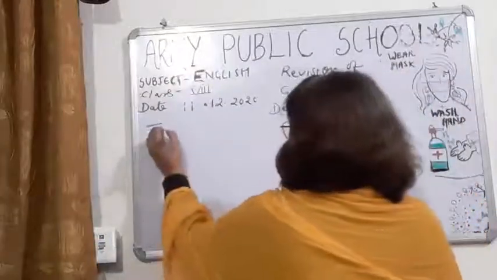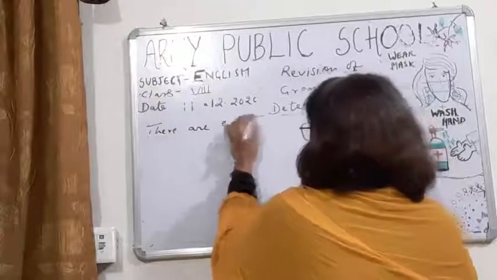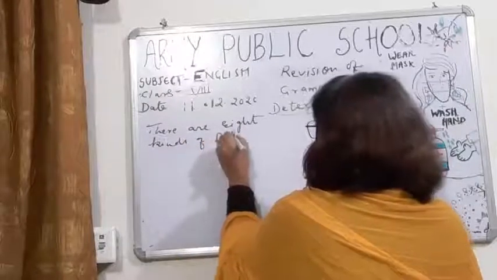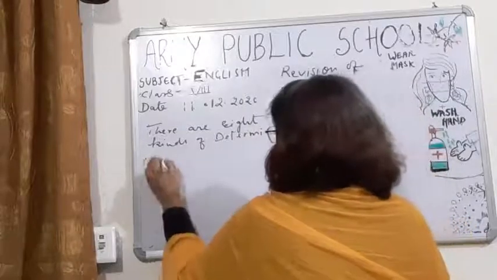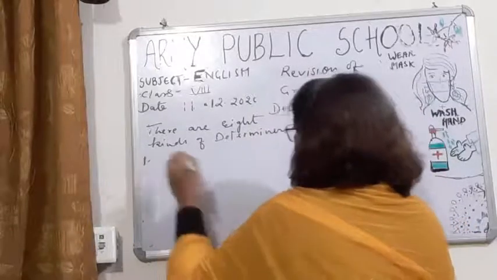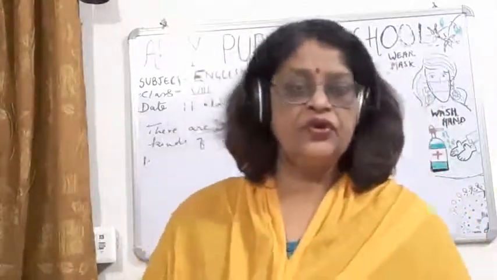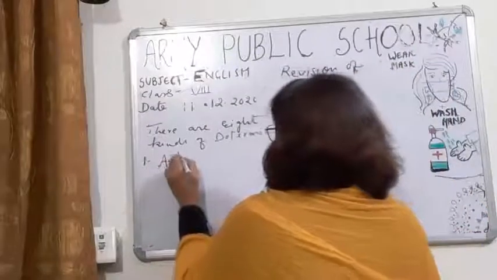There are 8 kinds of determiner. This you have to note down. First is, so all the 8 types of determiner I am writing and you have to note it here. So first is articles.